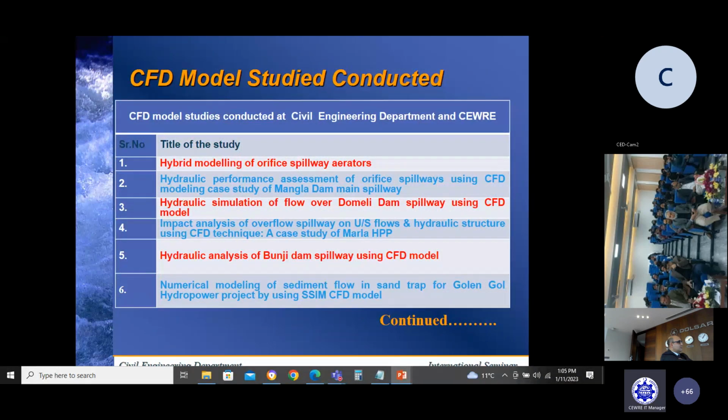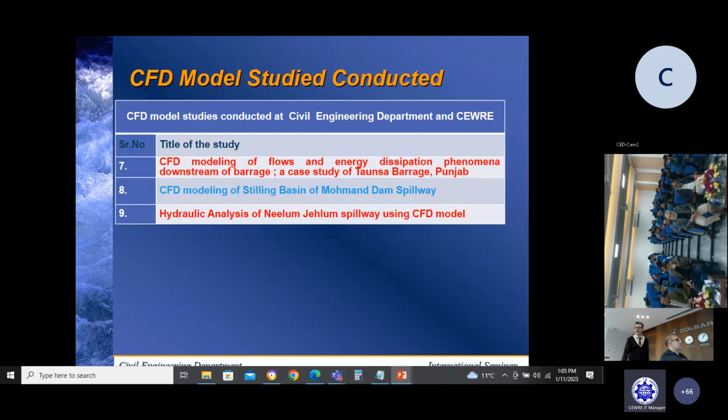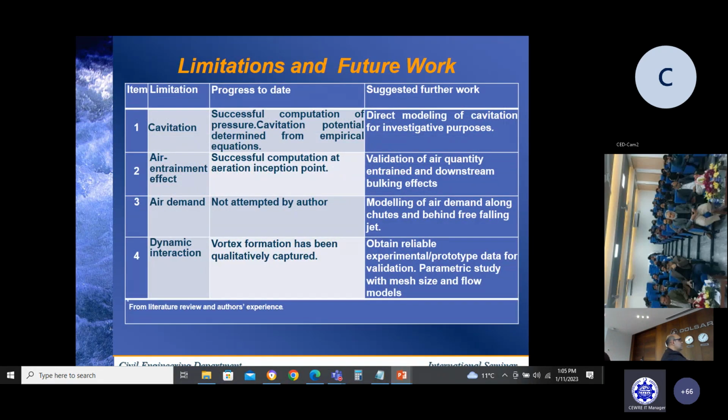Up to now, different studies have been conducted at the civil engineering department and at CEWRE. This table shows the list of those studies which have been conducted. On the basis of these studies, my personal experience and the literature, here I have placed a few limitations and suggestions for the future work.